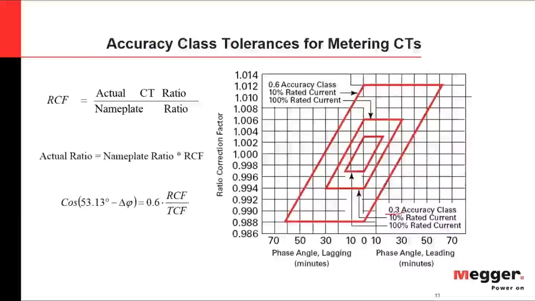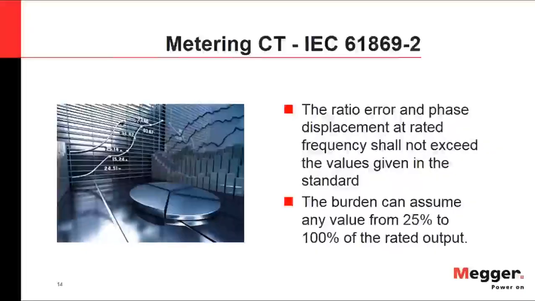According to IEEE C57.13.1, the ratio error and phase displacement at rated frequency shall not exceed the values given in the standard, and the burden can assume any value from 25% all the way up to 100% at the rated output.